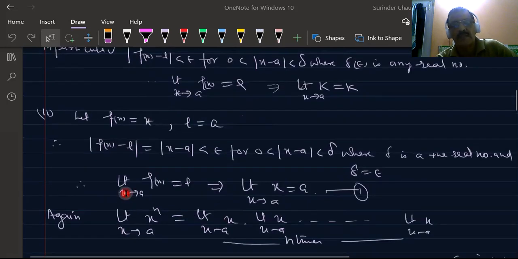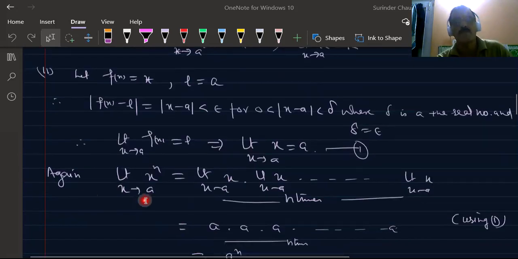The definition implies that, given epsilon, we have found a delta, a deleted delta neighborhood of a, which implies that the limit as x approaches a of f(x) equals L, so the limit as x approaches a of x equals a. Here x is the variable, so that is it.